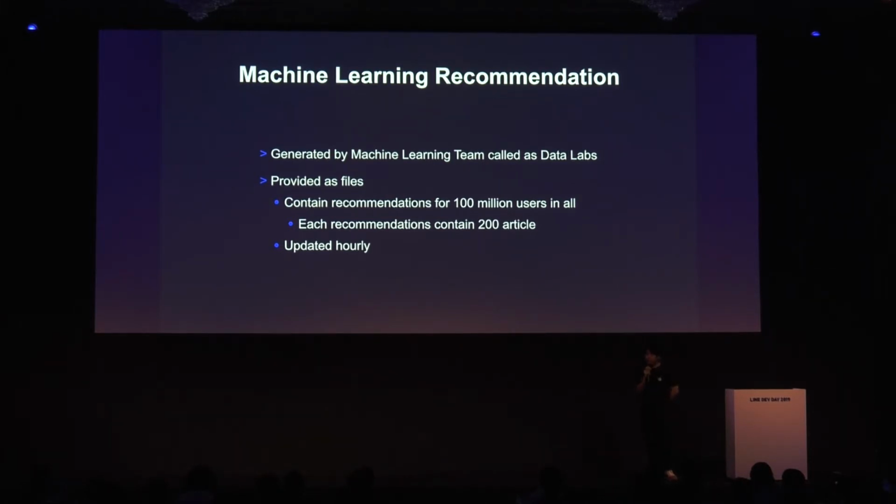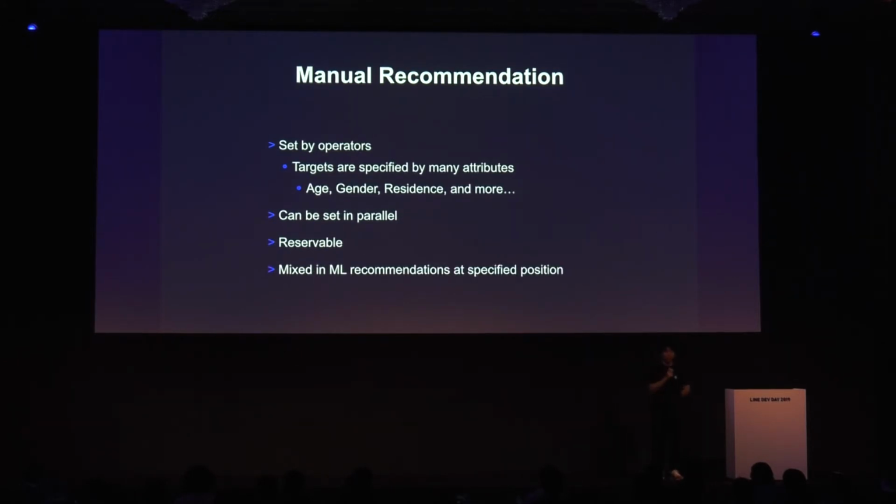For recommendation, we have 200 article IDs for one user. So the total is 100 million multiplied by 200. That means 20 billion article IDs are stored, and that file is updated every hour. So we need to import 20 billion article IDs every hour.